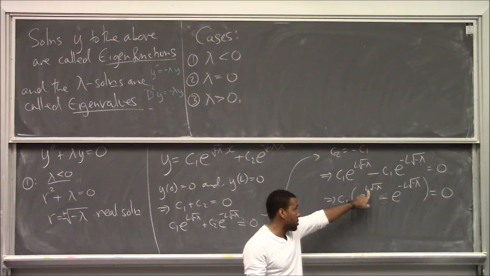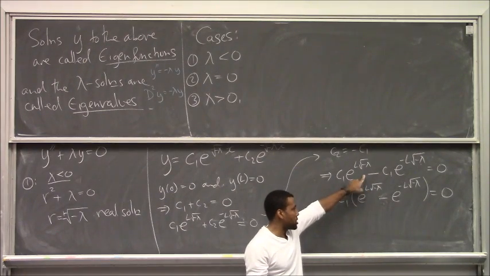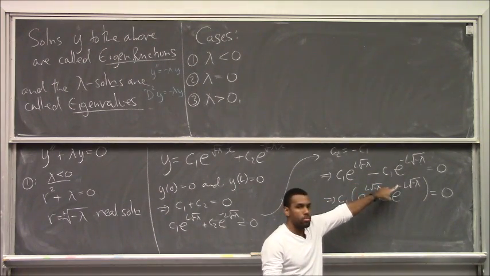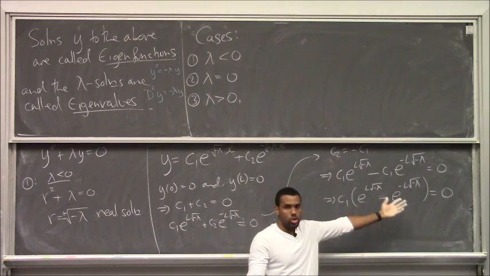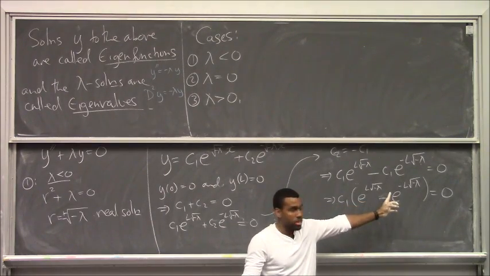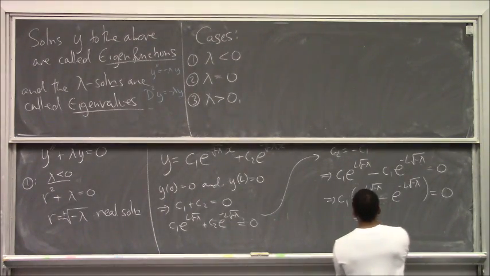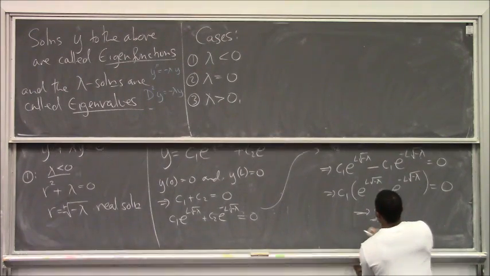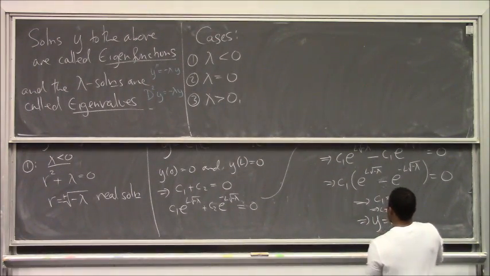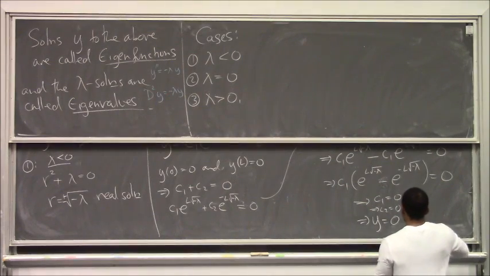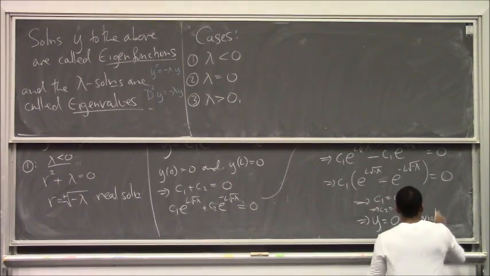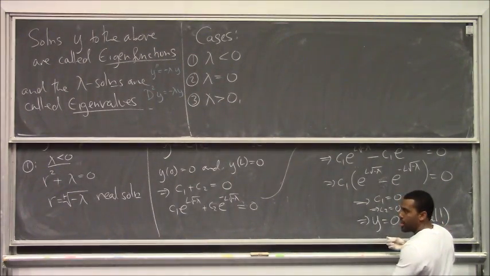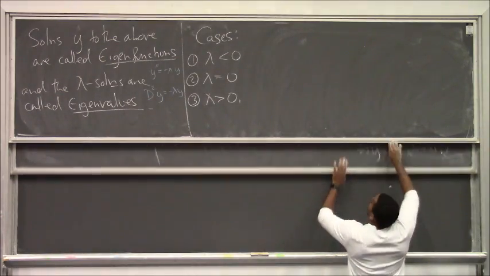And the L, you want it to be a non-zero number. You in fact want it to be a positive number. So this is e to some positive power minus e to a negative power. They're never going to be equal. There are complex solutions, but there are no real solutions. This is going to force c1 to be 0, which forces c2 to be 0, which forces your y to be 0, which is not interesting. This is a trivial solution, so we don't care for this situation.